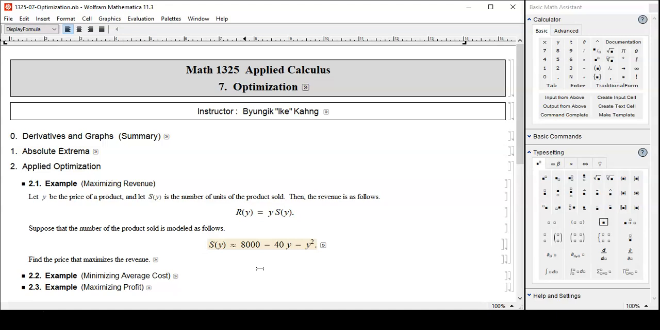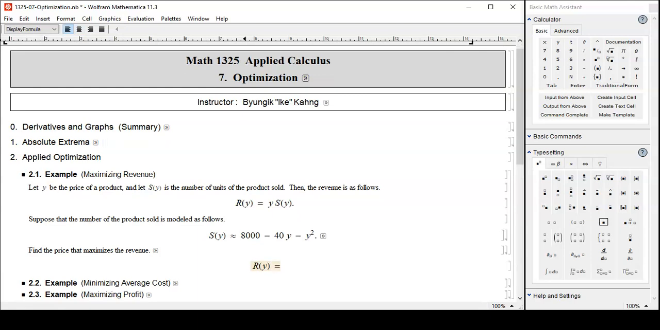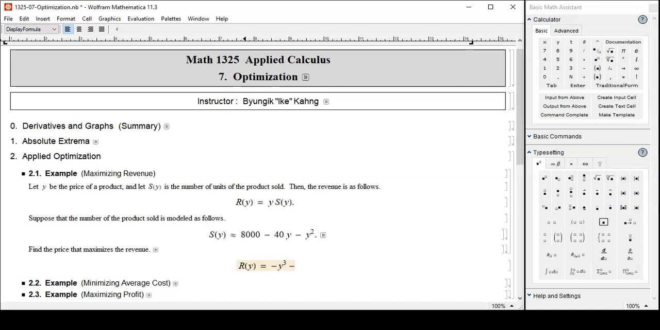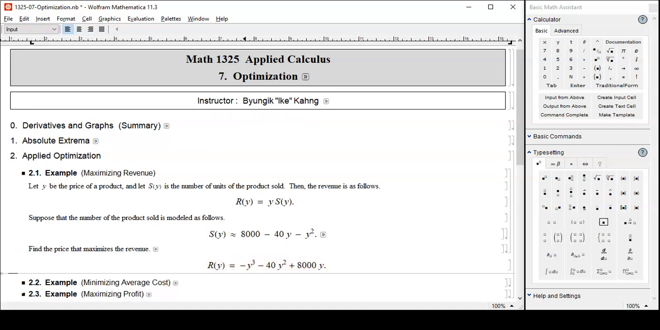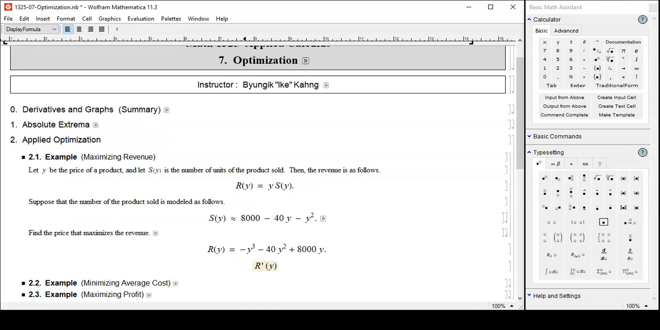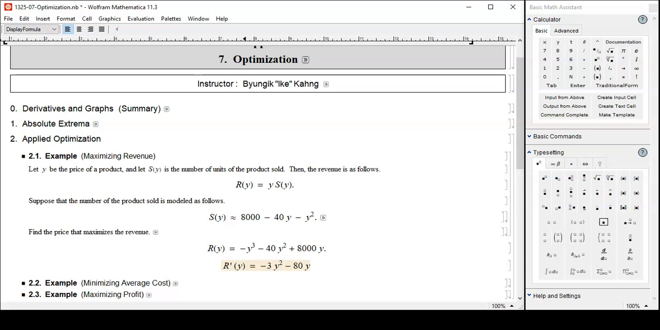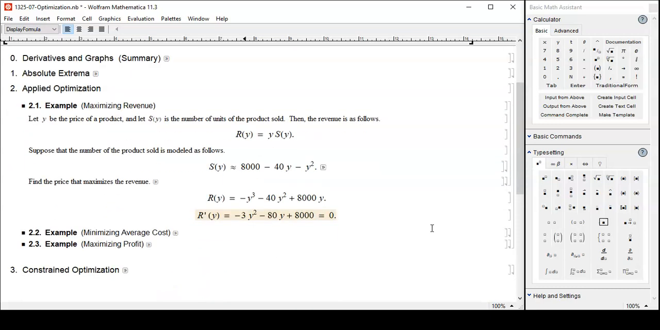So that's my sales function. And then what is my revenue function? Multiply by y, so we get negative y cubed minus 40y squared plus 8,000y. That's it, isn't it? And then if you take the derivative and set it equal to 0, negative 3y squared minus 80y plus 8,000 equals 0. So we are looking for horizontal tangents, so we have to take the derivative, set it equal to 0, and we ended up with a quadratic equation.